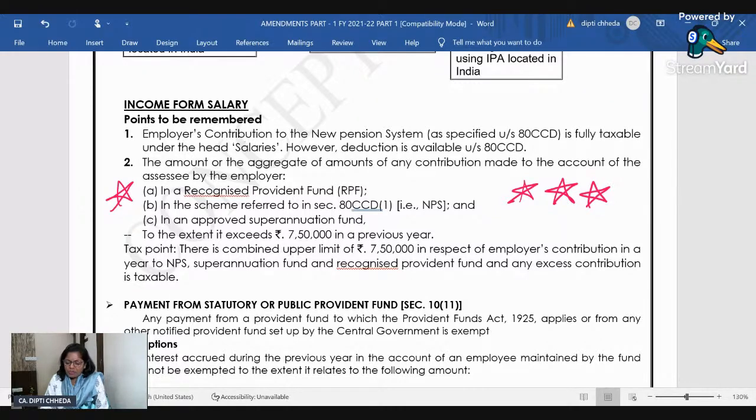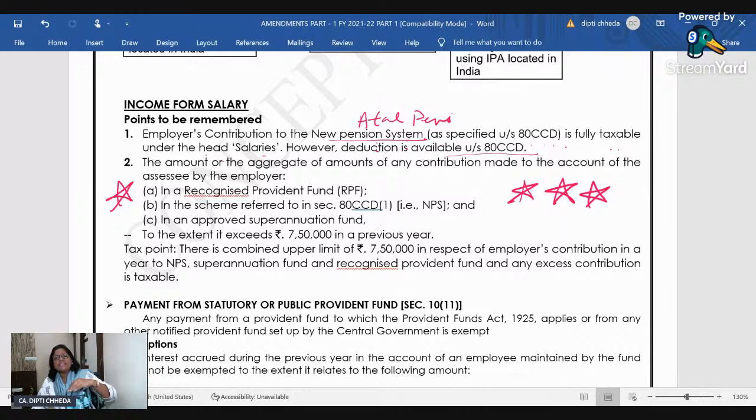Employer's contribution to the new pension scheme. If you want, you can write it as Atal Pension Yojana. The new pension scheme is fully taxable under the head salary. Yes, the employer's contribution to the pension scheme under section 80CCD is fully taxable under the head salaries. However, you can avail the deduction under 80CCD.